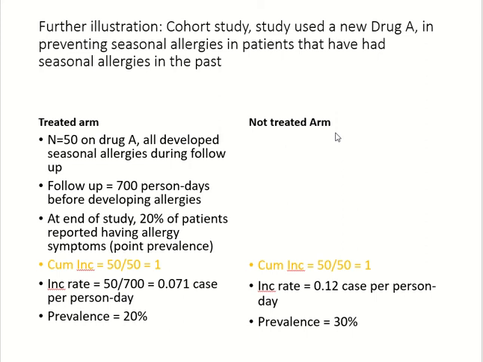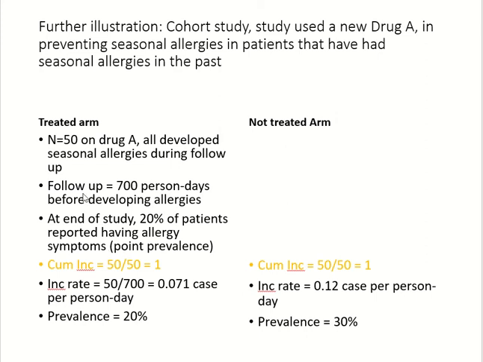First of all, some data: as we said, 50 in every arm, and the number of person days was 700. So on average, if there are 50 people and they contributed 700 person days, we can consider that everyone contributed about 14 days. At the end of the study, 20% of patients reported having allergy symptoms. On the last day of the study, 20% had symptoms. So the point prevalence at the end of the study in this arm was 20%.